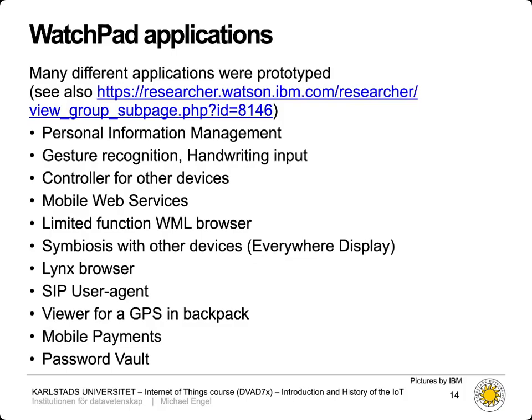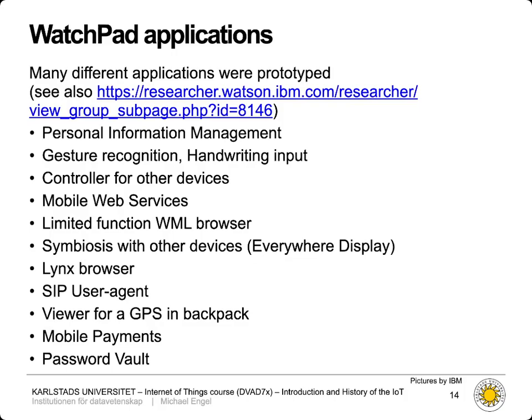It could be a controller for other devices. It could run mobile web services or access it. It even had some sort of web browser, so there was a cut-down version of HTML for very small devices called WML. It could run with other devices, so it could actually beam information to the watch's display. It even had a small web browser in text mode, which you can also find on Linux devices now.